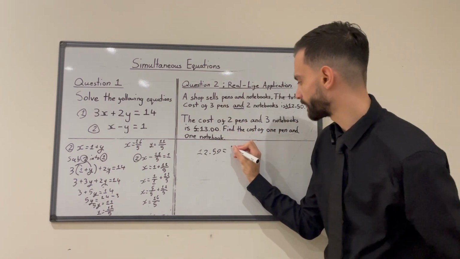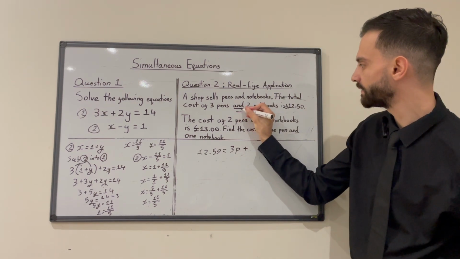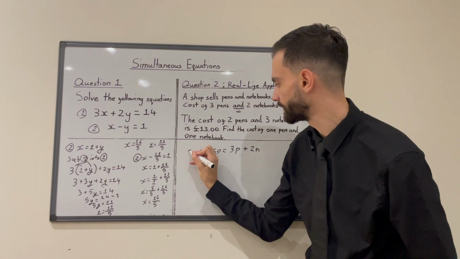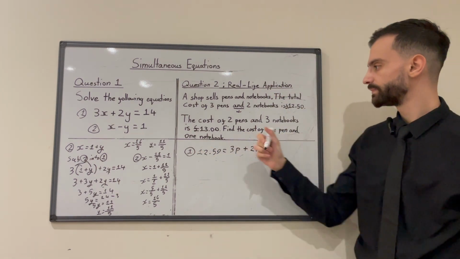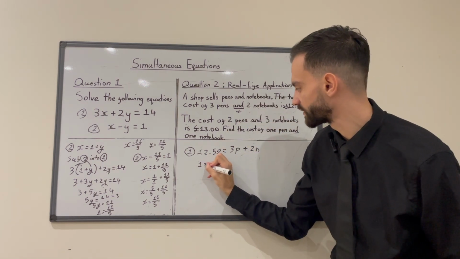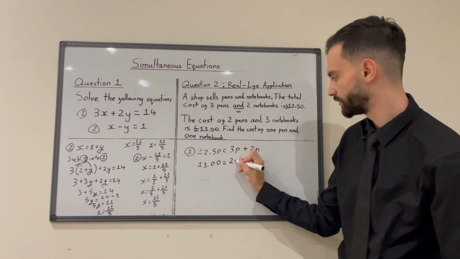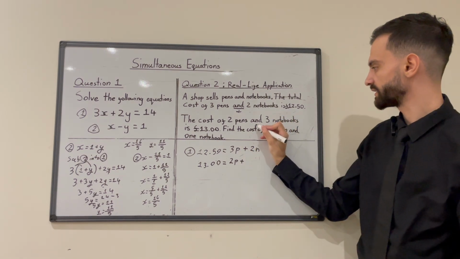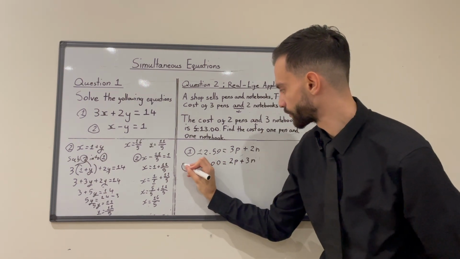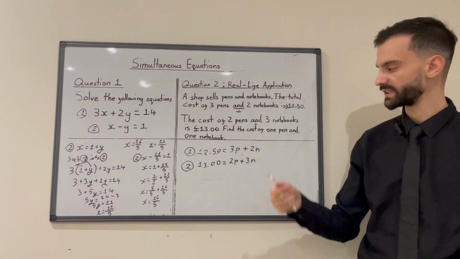So 3 pens, so I'm going to write 3p for pens, plus, that's with the and over here, 2 notebooks, 2n. And that's in equation format number 1. Now for number 2, the cost of 2 pens and 3 notebooks is £13. £13 here, and that's equal to 2 pens, 2p, plus, that's our and, 3 notebooks, 3n. That's equation number 2, and I want, again, you guys to try and attempt this to solve for 1 pen, how much it would cost, and 1 notebook.